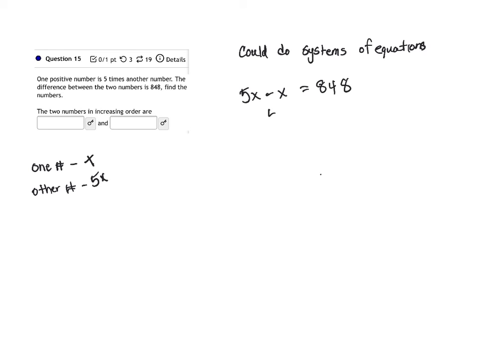So 5x minus x is 4x equals 848. We're going to divide both sides by 4. So x is going to equal 212. And it says in increasing order, so we want to put the 212 first, and then 212 times 5, because the other one was 5 times it. So that would be 1060.